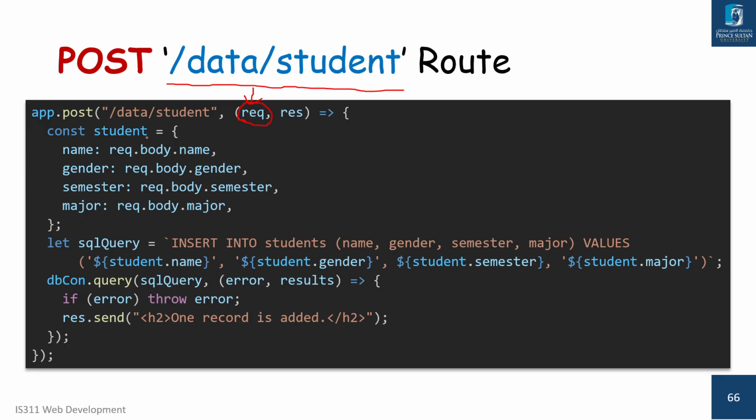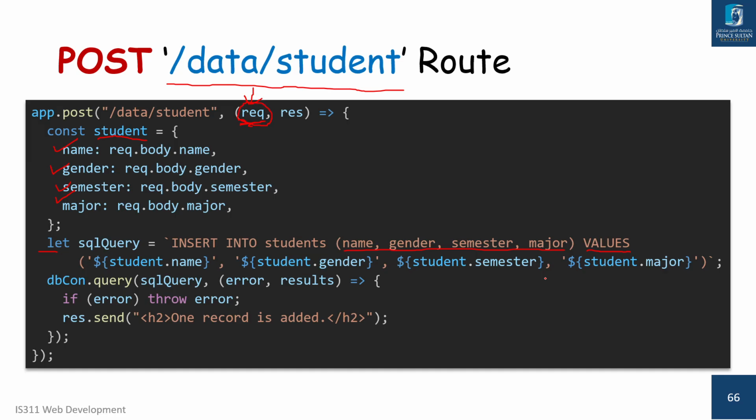Okay, so if you look at that, first of all, from the request we are reading its body and getting out all the information like name, gender, semester, and the major, and then we are saving that into a student object. Then we are writing the SQL query, which is an INSERT INTO students. We have the name, gender, semester, and the major. These are the names of the columns. The ID value is auto-generated, so we don't need to provide that one. And then we provide those values: student.name, student.gender, student.semester, and student.major.